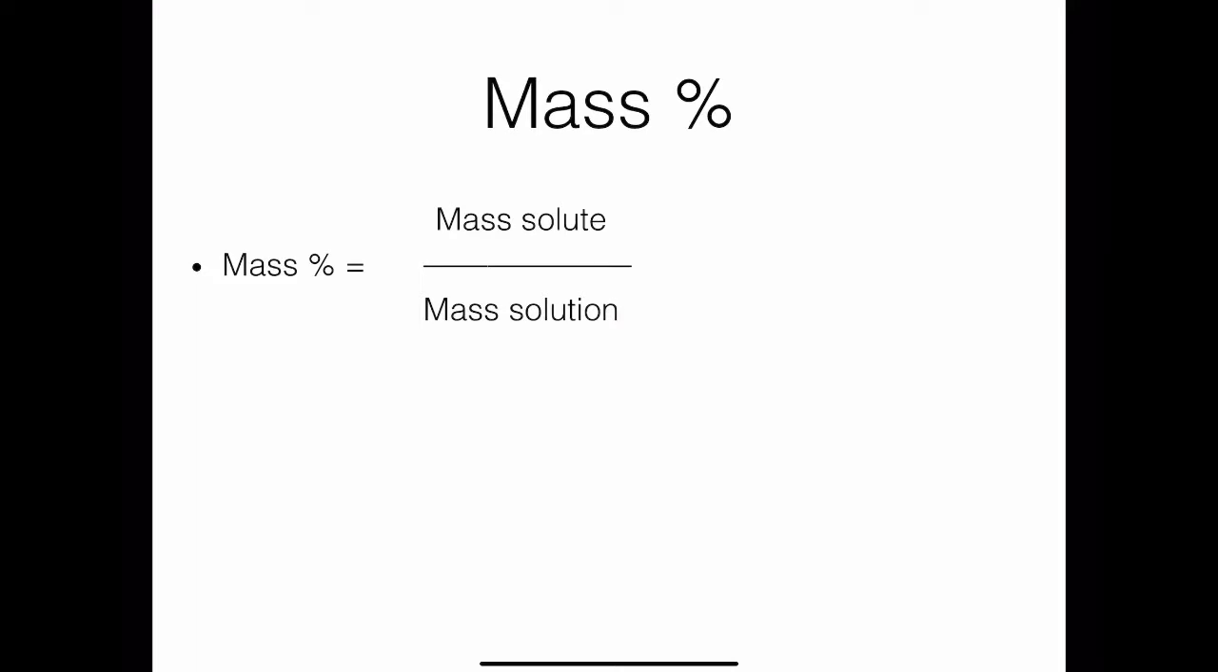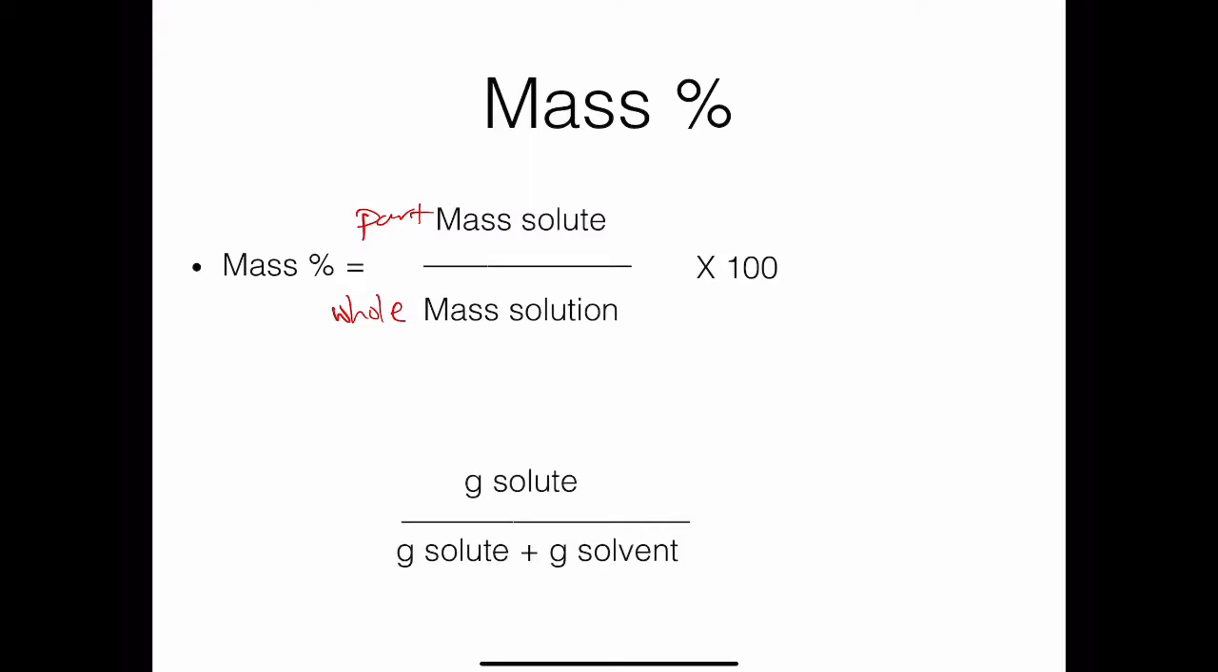So mass percent equals the part, which is the mass of our solute, versus the whole, which is the mass of the solution. So remember, the solution is made up of the solute plus the solvent. So what we want to focus on here is just the solute. And then if we multiply that by 100, that gives us a percent. So remember, mass is in units of grams. So we're looking at grams of solute. And then solution, again, is solute plus solvent. So we have to add both of those together to be able to determine the mass percent.